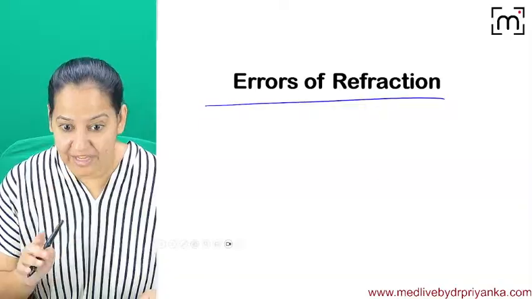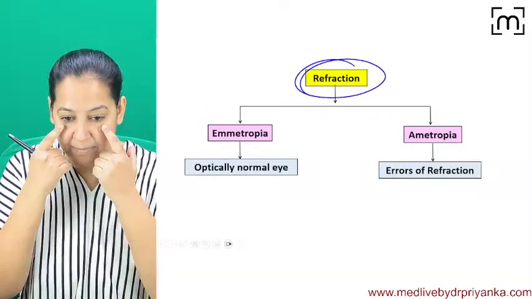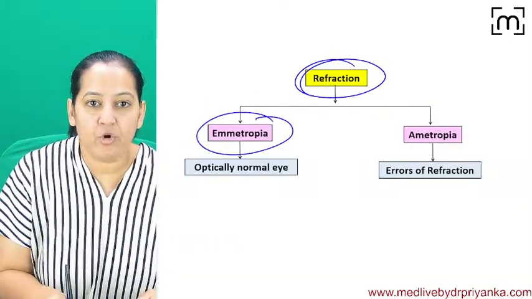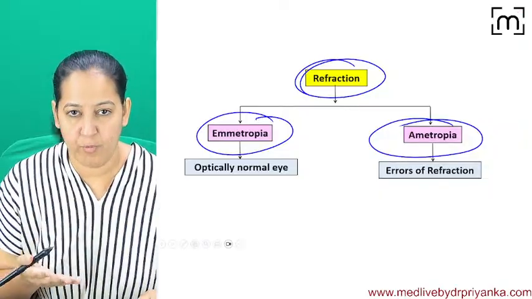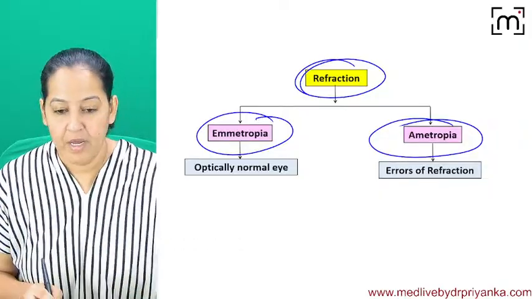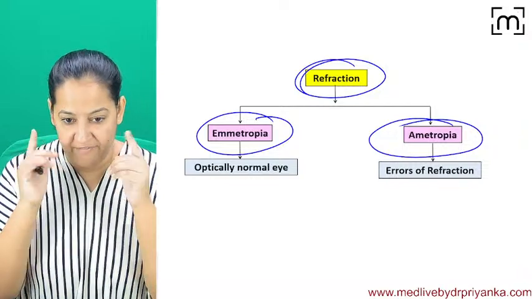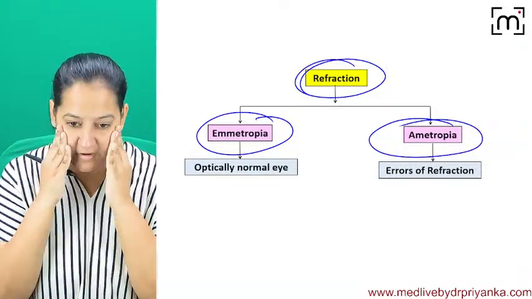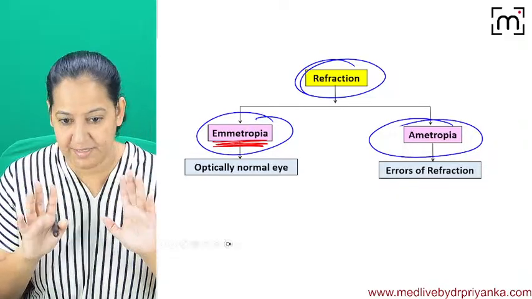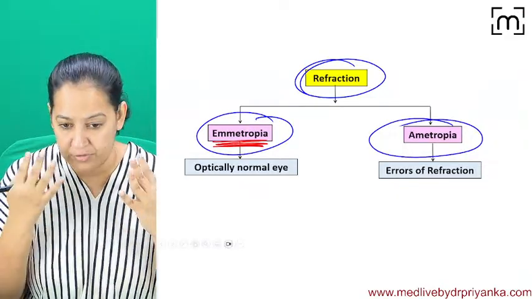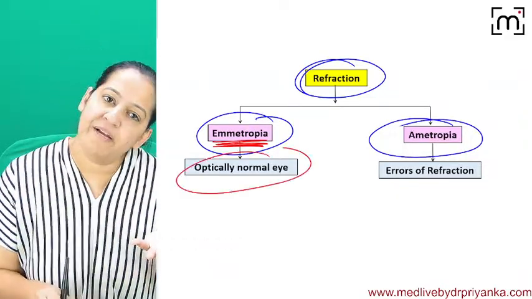Based on refraction, the human eye can be divided into two types: emmetropia and ametropia. If you don't have any disorder, I don't have any spectacle, I don't have myopia, I don't have hypermetropia, I will say my eye is emmetropic. My eye is emmetropic if I don't have any disorder. I don't have astigmatism; that is optically normal.